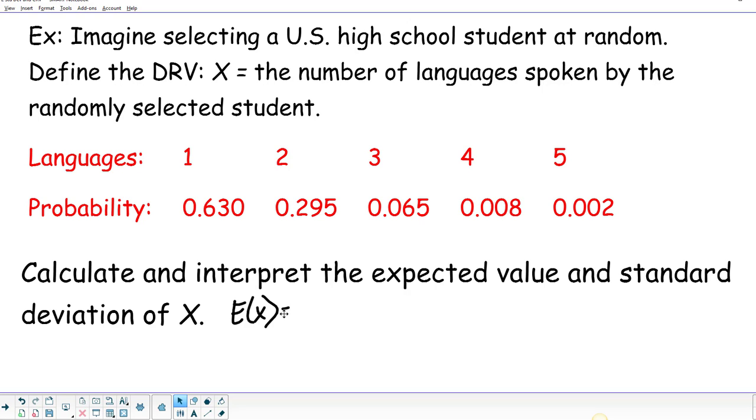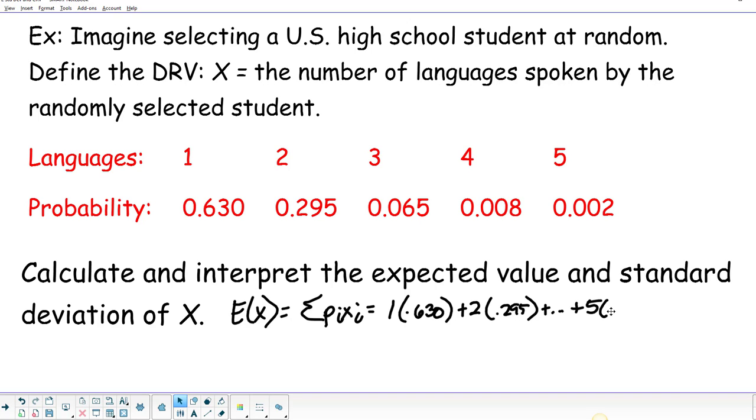For E of x, it was sigma p times x, right? We take each of the probabilities and multiply them with their values. So I have the value of one language comes up 63% of the time, two languages 29.5% of the time, all the way up to 5 languages, only 0.2% of the time. Okay, now I could do this by hand, but standard deviation then becomes a little bit tricky. Let's go ahead and do the one variable statistics and see what we get.